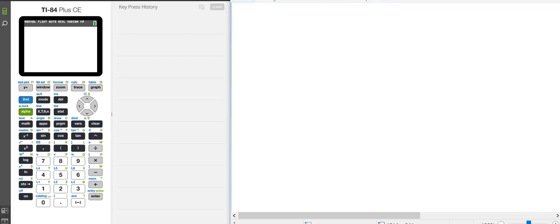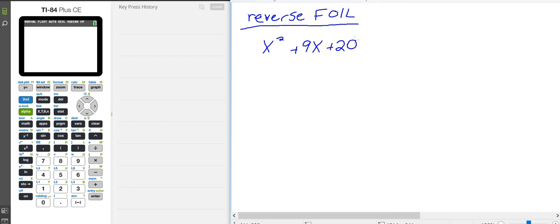In this video, we're going to discuss factoring using reverse FOIL. Let's say we have the trinomial x squared plus 9x plus 20, and we want to find its factors. Now, in previous videos, we've discussed factoring using GCF, and you want to look quickly at this trinomial.